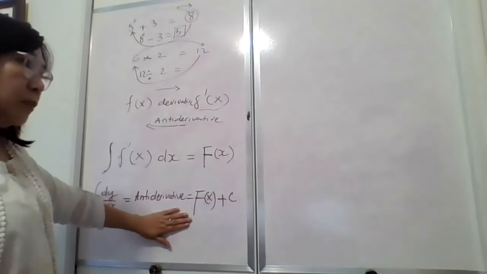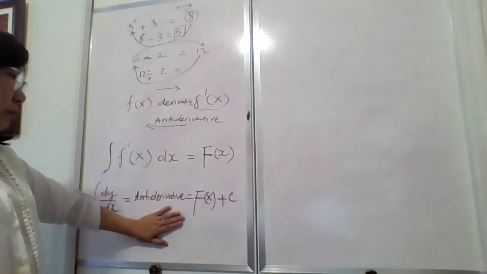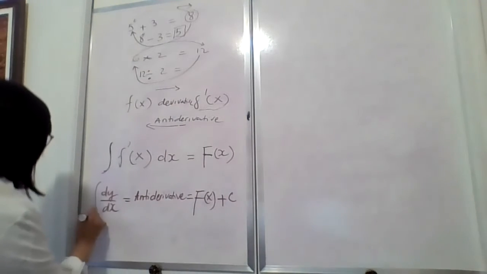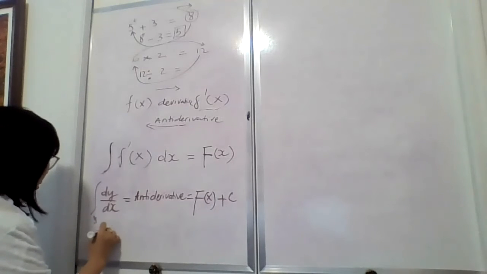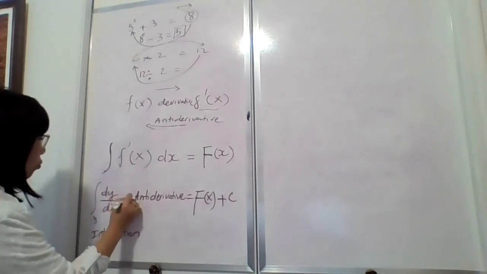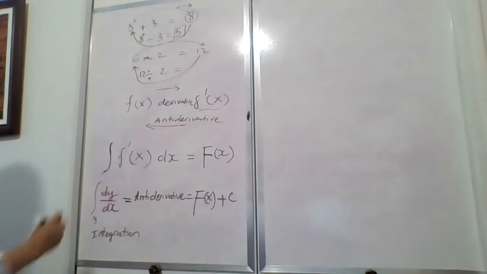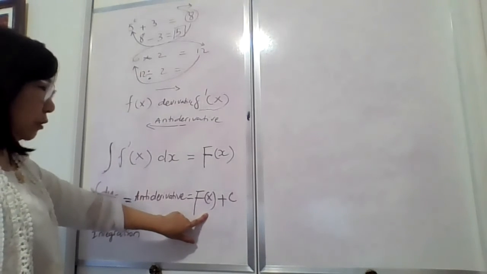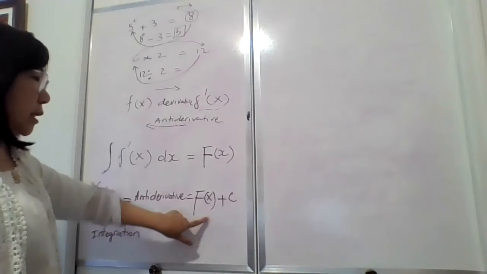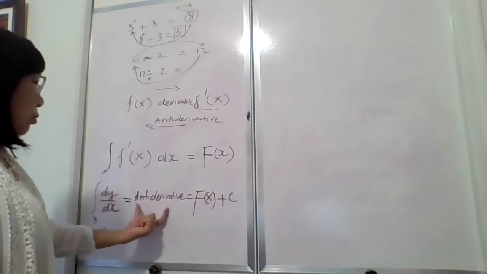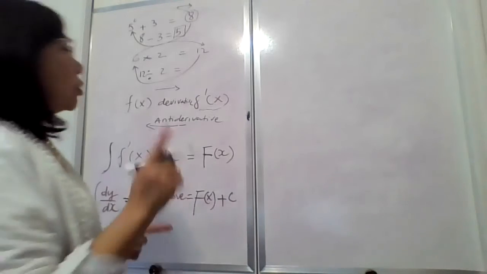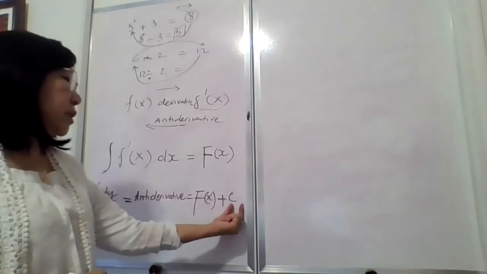So this is the notation, right? We call it integration. And when we do integration of dy over dx, which is f prime x, then we get back to the original function f of x plus C, in which this process we call an antiderivative. Now, let me show you why we have a C in here.